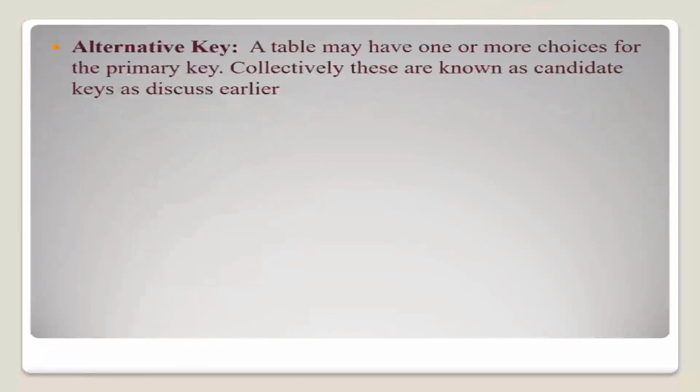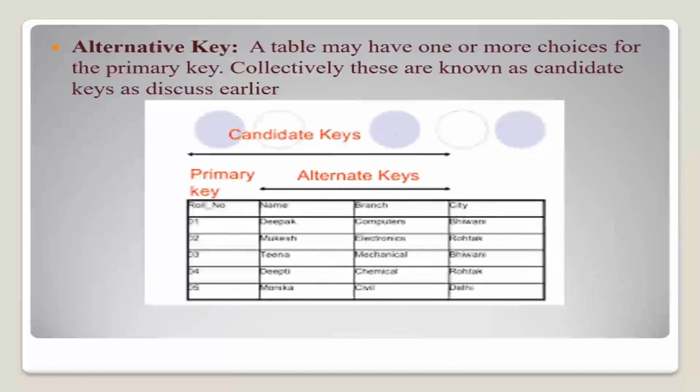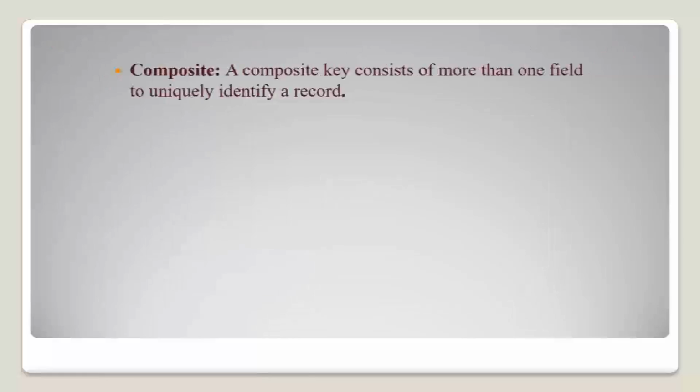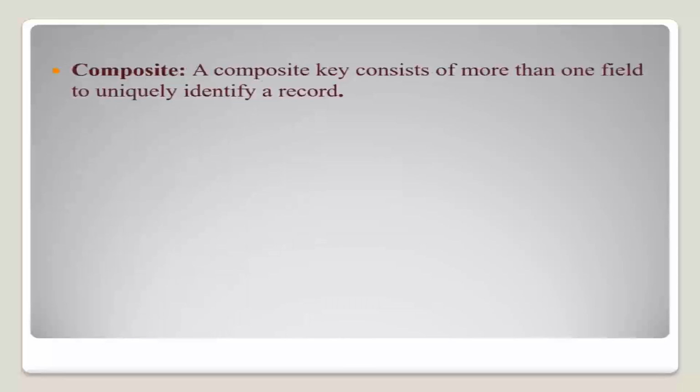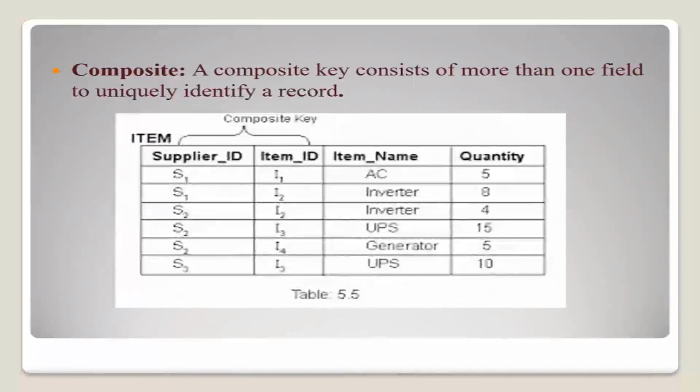Next is the alternative key. A table may have one or more choices for the primary key. Collectively, these are known as candidate keys as discussed earlier. One is selected as the primary key. Those not selected are known as secondary keys or alternative keys. Moving to the last key, that is composite key. A composite key consists of more than one field to uniquely identify a record.